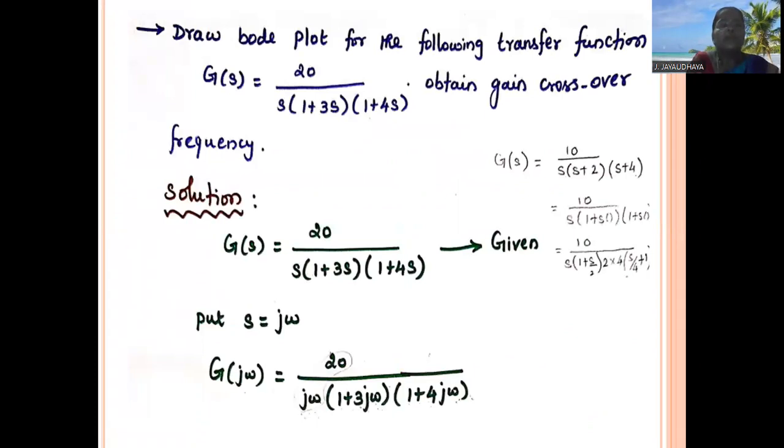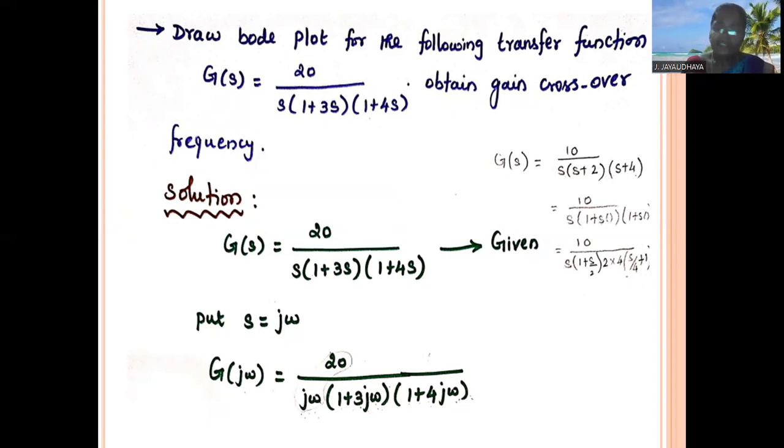Draw the Bode plot for the following transfer function: G of s is equal to 20 divided by s into (1 plus 3s) into (1 plus 4s). Obtain the gain crossover frequency. The gain crossover frequency is represented by the symbol omega gc. Using a Bode plot, we have to find out the omega gc value for the given transfer function. This is very, very important.